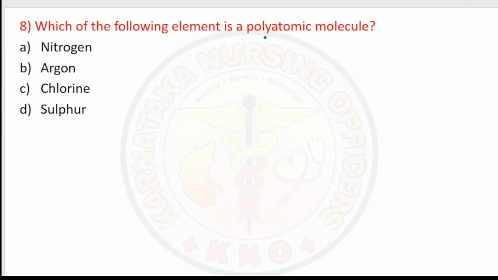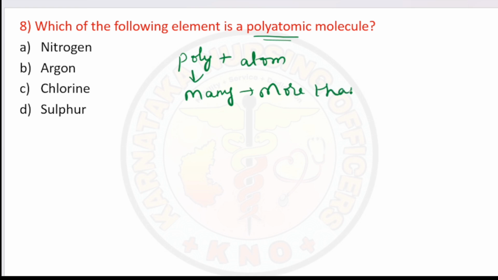Which of the following elements is a polyatomic molecule? So option A, nitrogen, option B, argon, option C, chlorine, and option D, sulfur. So before going to the answer, we should know what a polyatomic molecule is. Okay. If you break polyatomic as poly plus atom, right? So the combination of these two gives polyatomic. Poly means what? Many. Correct? Many means more than two or three is called poly.